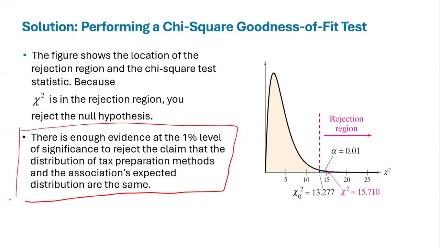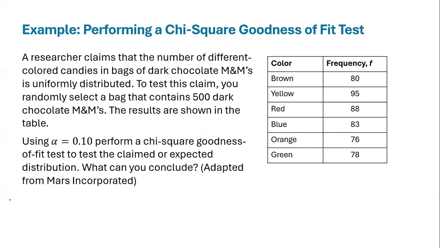Now we are done with this example. Let's look at another example. It says a researcher claims that the number of different colored candies in bags of dark chocolate M&Ms is uniformly distributed. That's the claim.